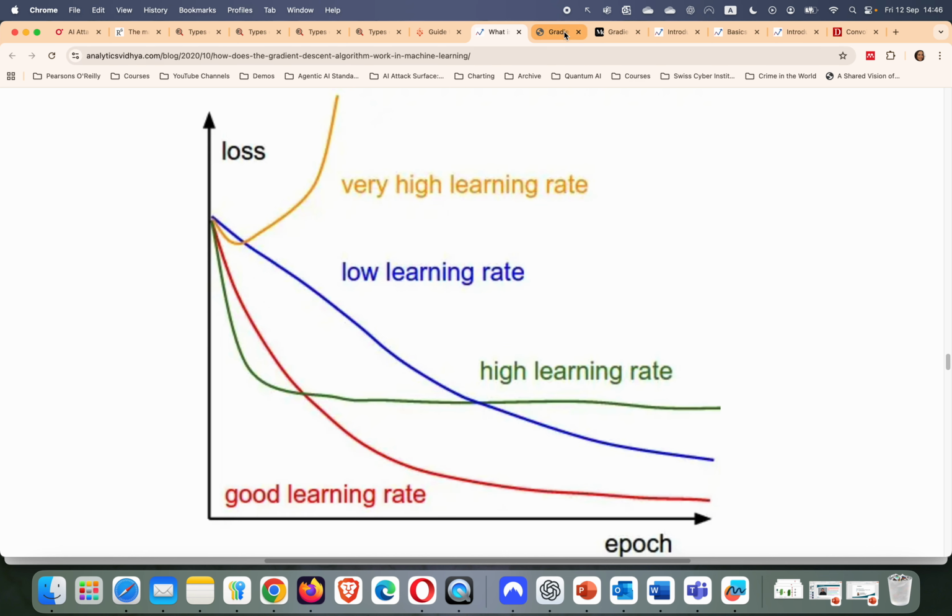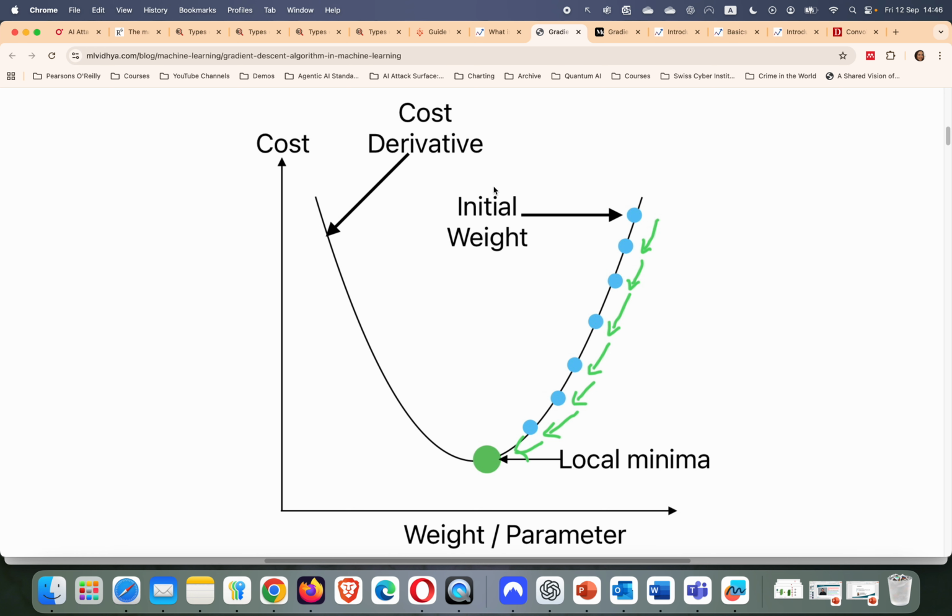Now, this is a different paper, and this is explained differently, that you have the cost derivative, and the initial weight is here, and then you have steps that you're trying to perform towards reaching the local minima. So this is the best parameter that you're trying to reach.